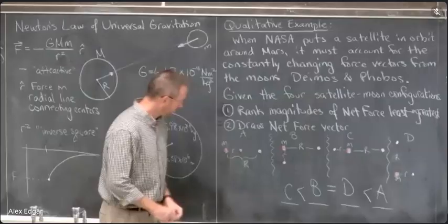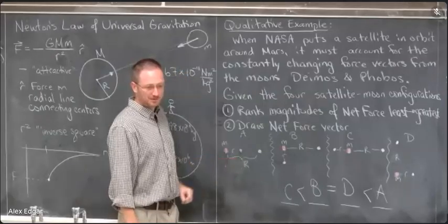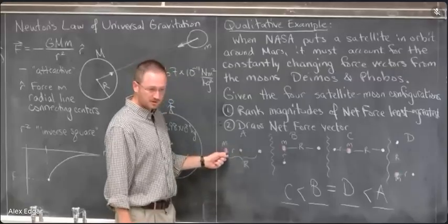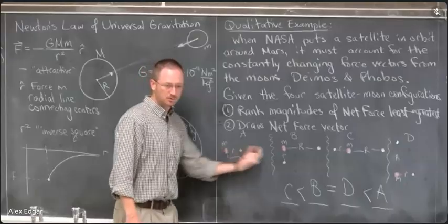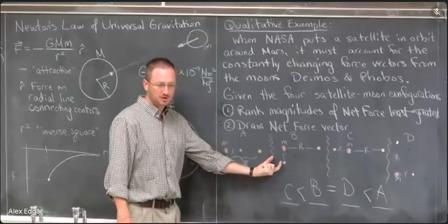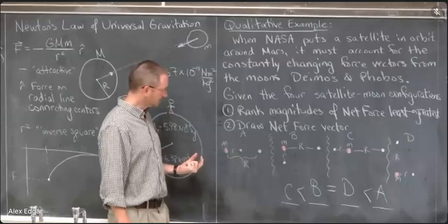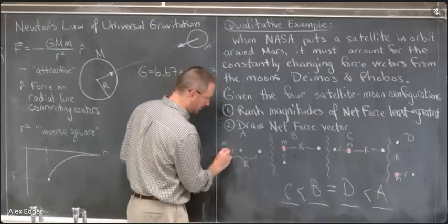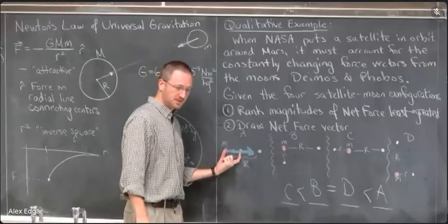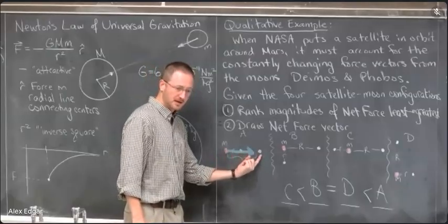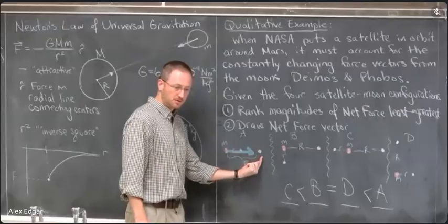What about drawing the net force vector? What we want is an arrow that points in the overall direction of the net force, and it should roughly represent the size of that force. For A, this is the largest, and it's going to point to the right. The satellite is getting pulled to the right by both moons, so its thrusters are going to have to push to the left. The net force is going to point to the right. We have a larger force from this moon and a smaller force from that moon because the one farther to the right is farther away.